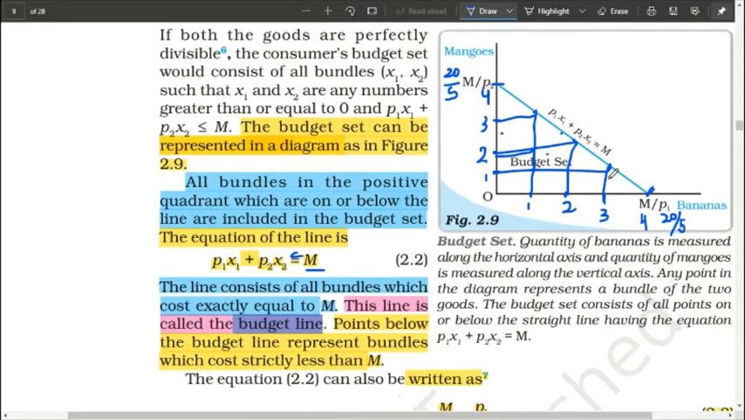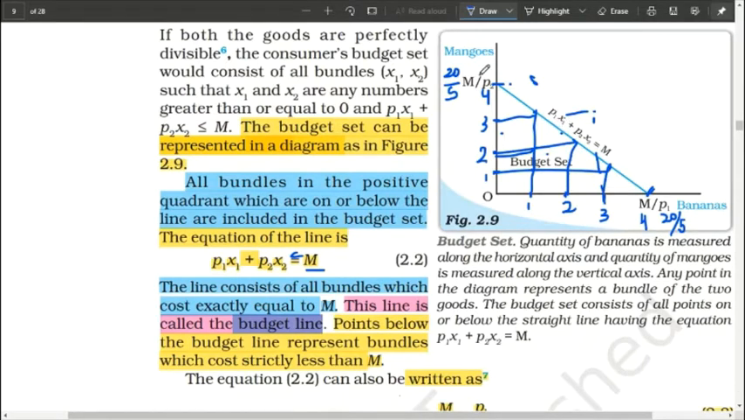You spend all money on these goods. You spend all the 20 rupees. This is called the budget line. You cannot spend here, you cannot spend here, you cannot spend here. If you spend here, then you'll spend 3 and 3. It's not possible. That will go to 30 rupees. You don't have 30 rupees.